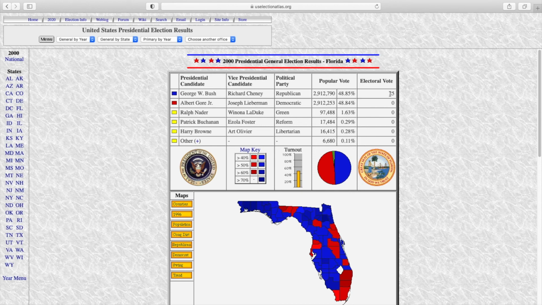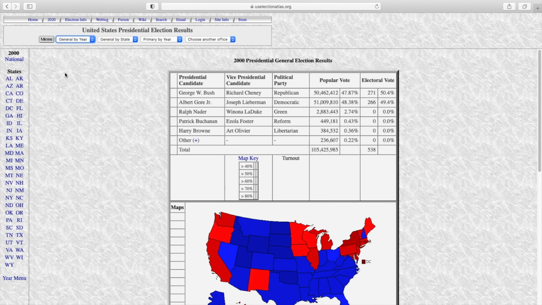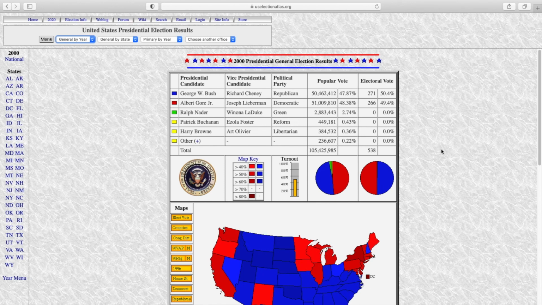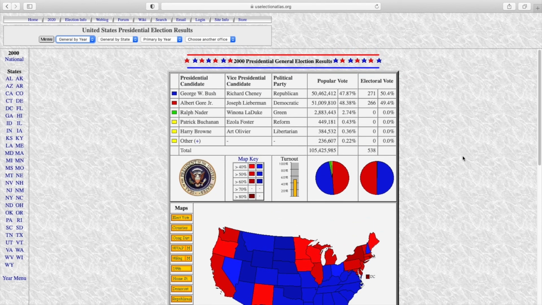Those 500 votes determined the president because George W. Bush got all 25 of Florida's electoral votes, and he needed all 25 of Florida's electoral votes to get over the top to 270 because he only got 271 electoral votes. Not all elections are this close.